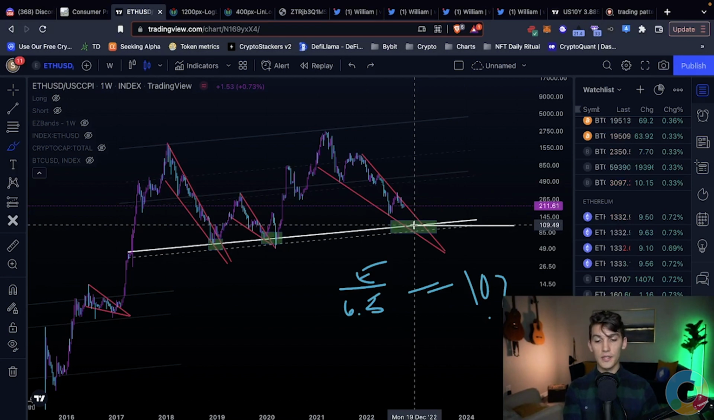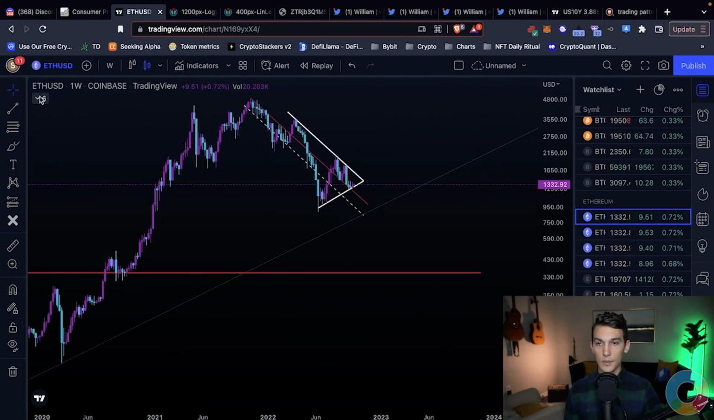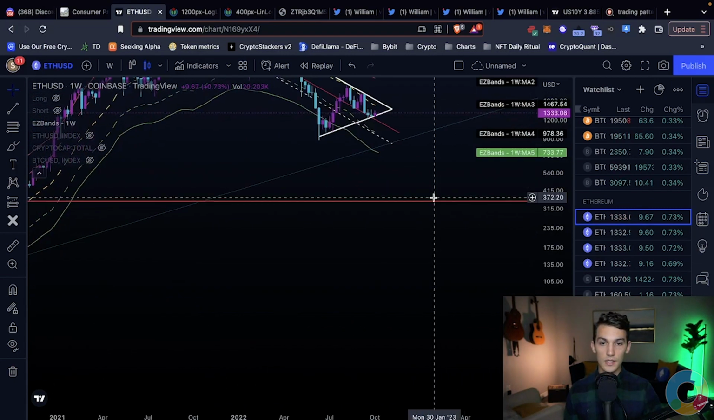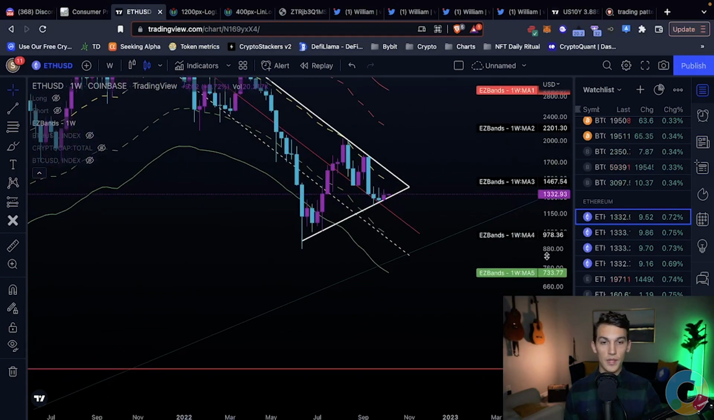For continuity's sake, let's do Ethereum with a 9% CPI reading. A core CPI of 9% would put Ethereum at $963. If we were to go to the Ethereum chart here, let's throw on our weekly EZ bands and see these EZ bands you get with the CryptoStackers lifetime membership. Let's look at where that would put Ethereum.